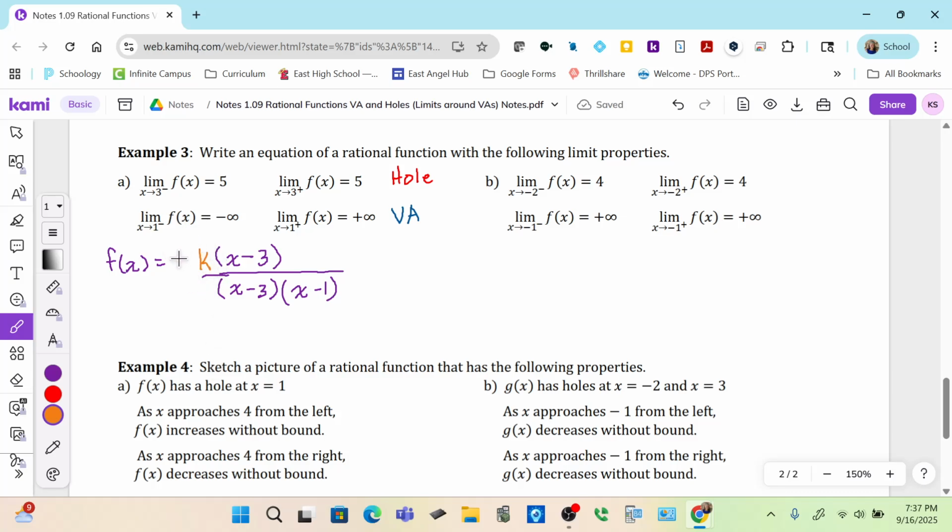To find that value of k, I'm going to set k over the only remaining factor, if I don't take a look at where my hole is at, is x minus 1. And that value, when I would plug in the 3, has to equal 5.